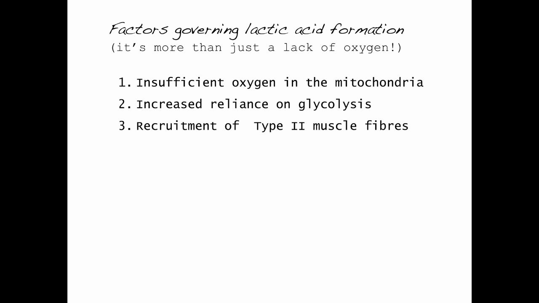In this video, we've covered some of the factors governing lactic acid formation, and they include insufficient oxygen in the mitochondria to accept electrons in the electron transport chain, increased reliance on glycolysis and therefore a greater amount of products of glycolysis being formed, and finally, a greater recruitment of type 2 muscle fibers. In the next video, I'll cover the fourth reason why we may have an accumulation of lactate, and that has to do with the clearance of lactate from the blood.